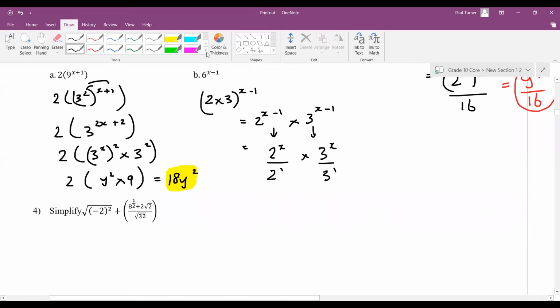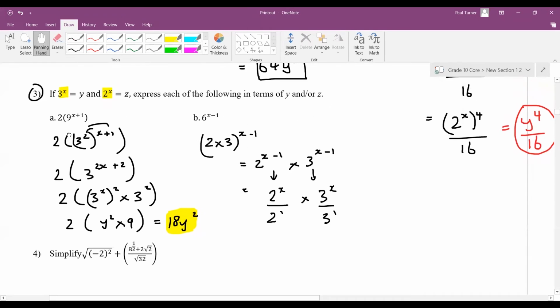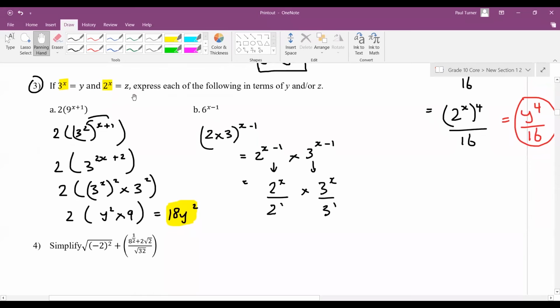So we already have our 2x and 3x. And 3x is y and 2x is z. So then we just substitute in here. So 2x is z. So z on 2 times y, which is 3x, 3 power x. So that's y on 3. And then you can multiply them. You'll get zy on 6 or yz on 6. So that's the answer for that one there.